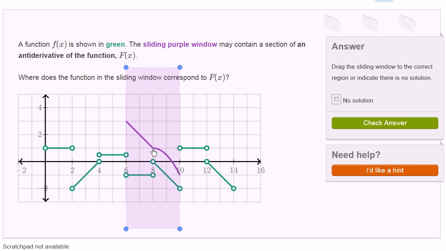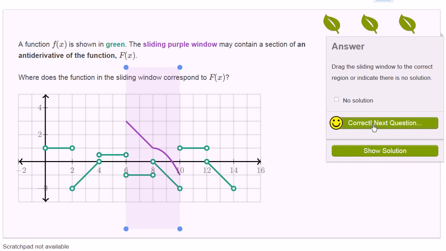And then when I look at the purple function, my slope is 0 starting off, and then it gets more and more steep in the negative direction. And so my slope is 0, and it gets more and more negative. So this indeed seems to match up. So let's check our answer. Yes, got it right. I could keep doing this. This is so much fun.